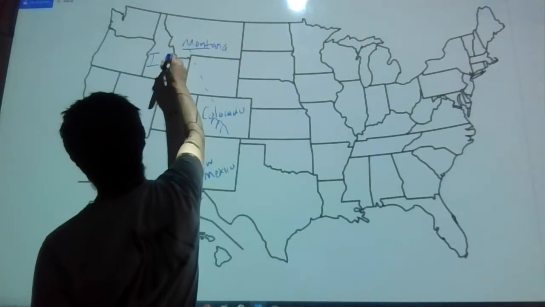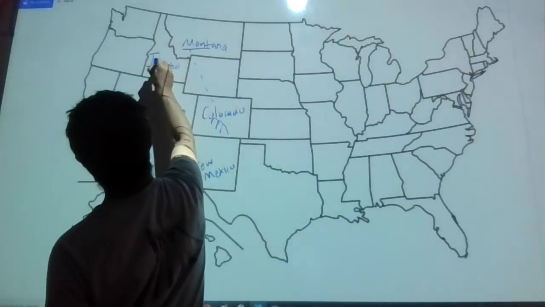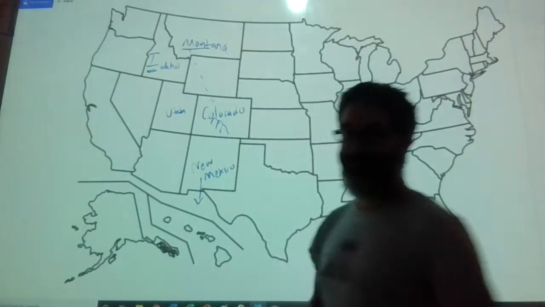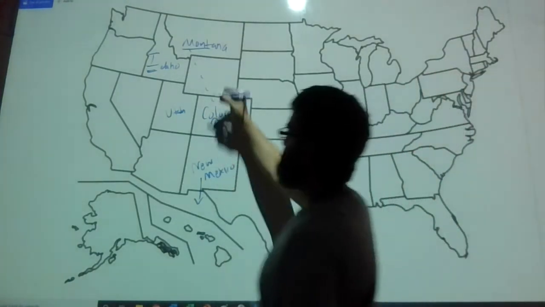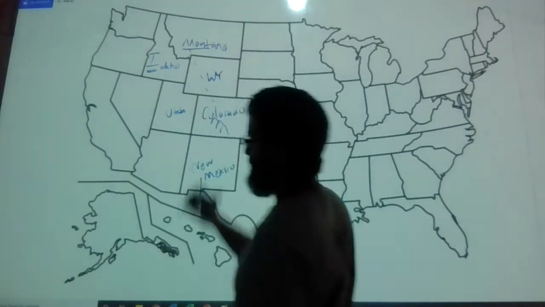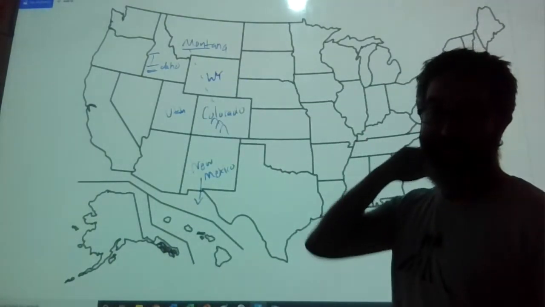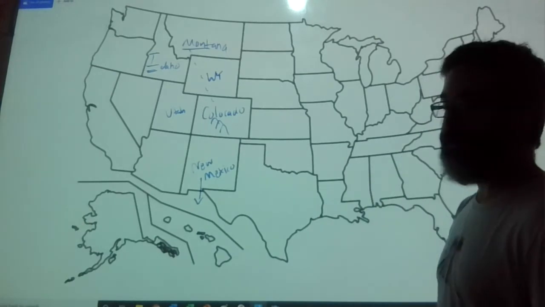Idaho is a little bit eye-shaped, right? So Idaho has a little bit of an eye shape. Not really, but, you know, it's the best I got. We skipped over Wyoming here. Wyoming is the least populated state, for what it's worth.